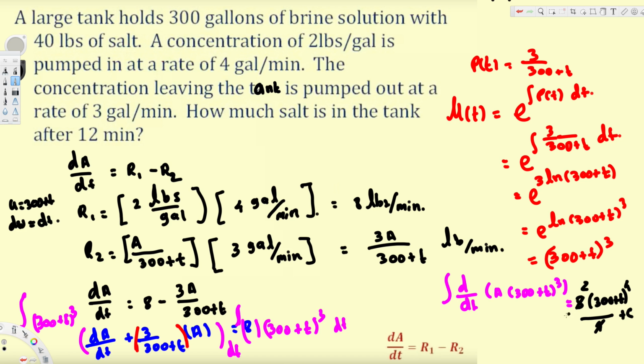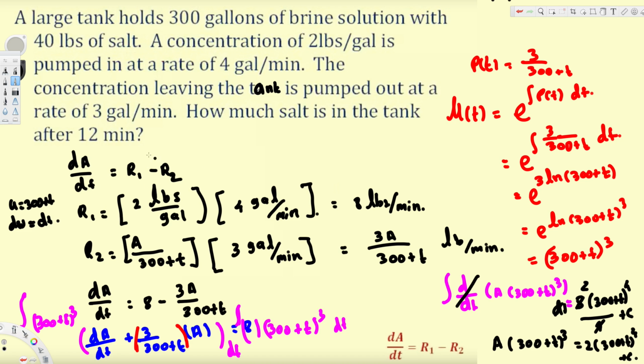This is going to be just 2, and on the other side, if you integrate, here we have derivative and integration together, so these both cancel each other, so we will only get this part. This is going to be A times 300 plus t cube is equal to 2 times, I'm going to multiply. Okay, I cannot multiply. I keep this one as 2 times 300 plus t power 4 plus constant. Now if we multiply, we can simplify this one further.